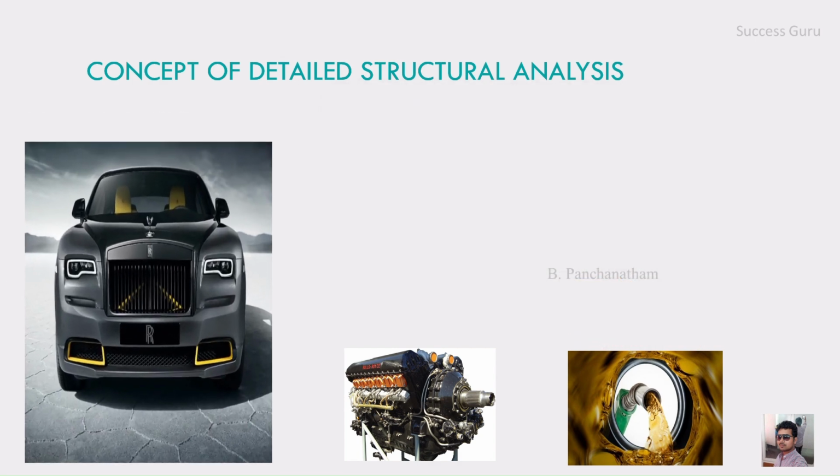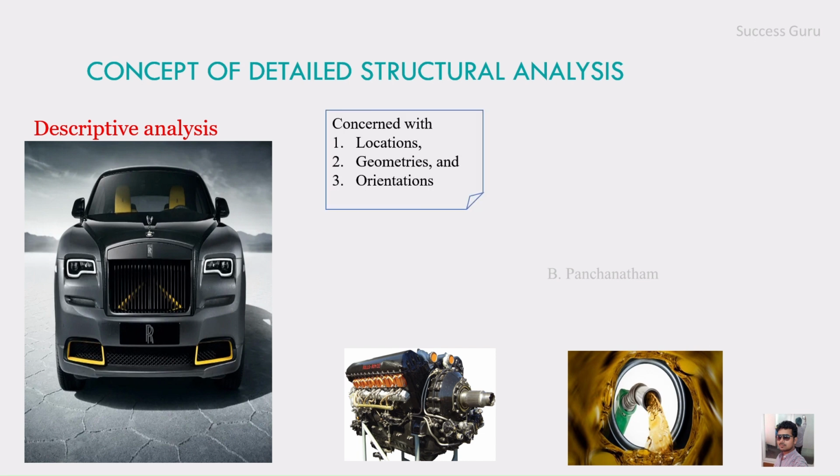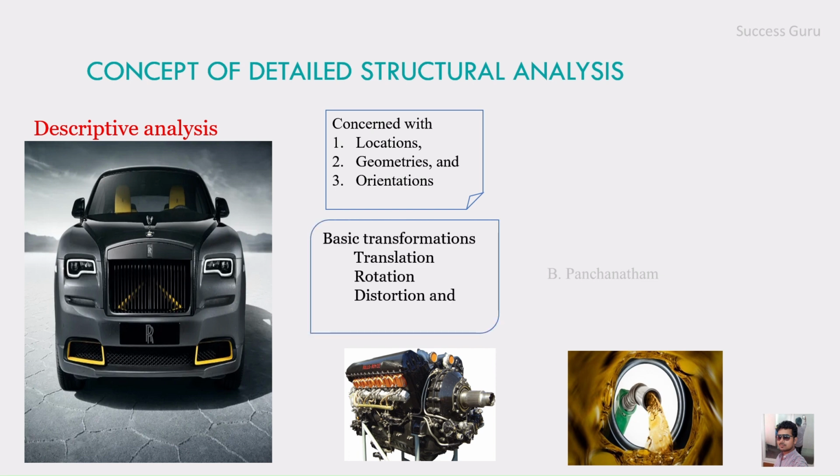The first one is the descriptive analysis. Here the main concern is with the location, the geometry as well as the orientation. So these are the three things that we have to explain during the descriptive or geometric analysis. Here you can expect the transformation types, just like a gear in the car. You can expect four sorts of transformation during the deformation.